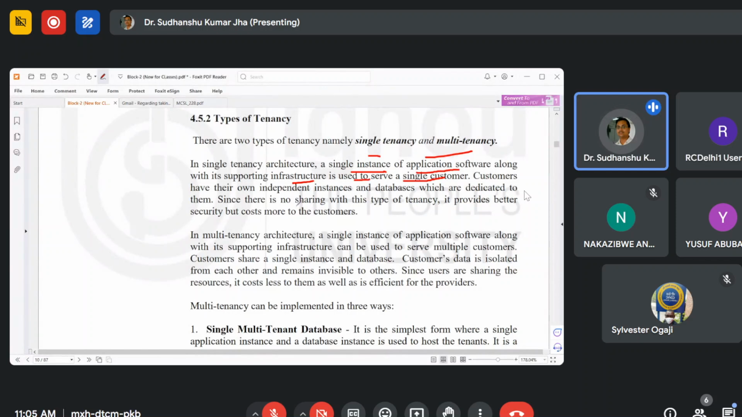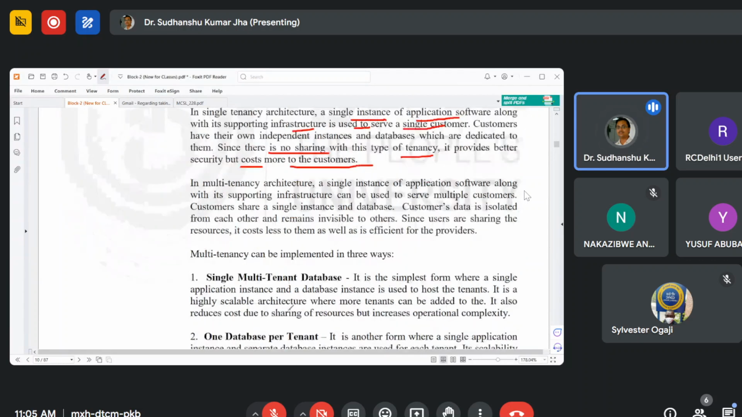In the case of single tenancy, there is no sharing. This type of tenancy provides better security but costs more to the customer. It provides better security because in single tenancy you are the only customer, and the resources are not being partitioned among other customers. So in this case, security is obviously very high.